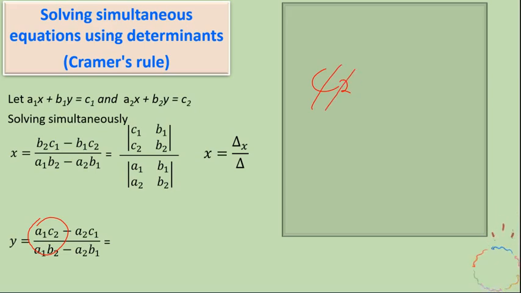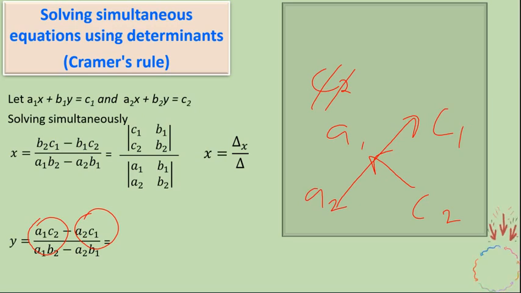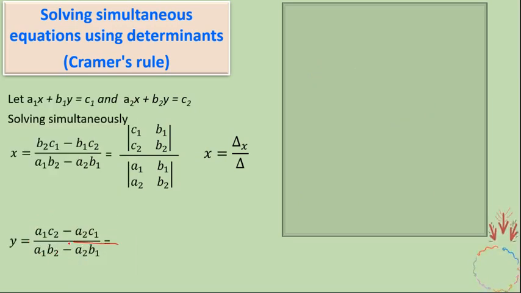We're going to write that as A1, then C2. That's the leading diagonal. And then we're going to write the second diagonal as A2, C1. Now, please take note that the denominator is still the same as the first one here, so we don't need to explain that again. Now we're going to simplify that as you are seeing on the screen.